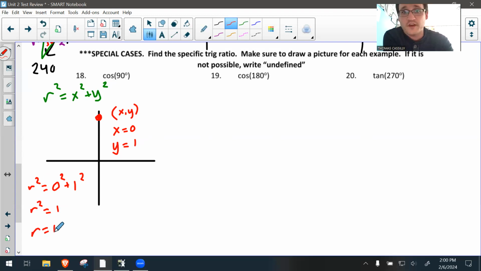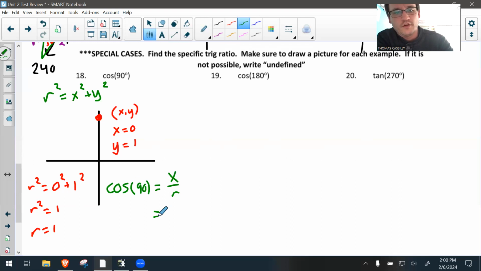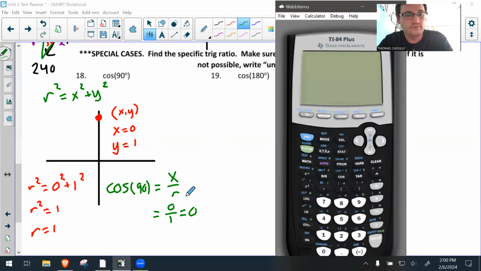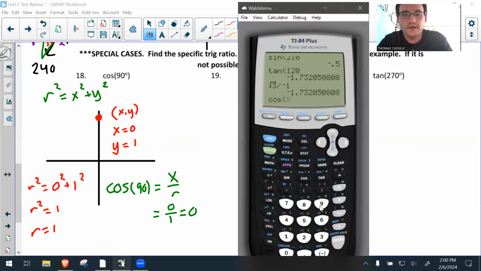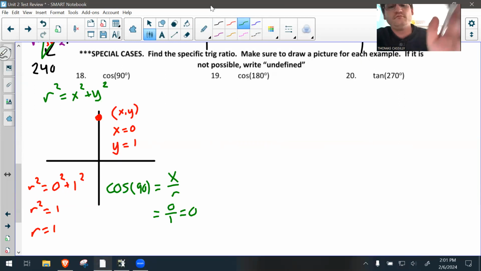All right, so now the cosine. Cosine of 90. We know the cosine matches up with x over r, which equals 0 over 1, which is 0. And again, if you're not sure, plug it in. Grab a calculator. Make sure it's in degrees. Type in the cosine of 90, and it should spit out a 0. All right, which it does. Next one.